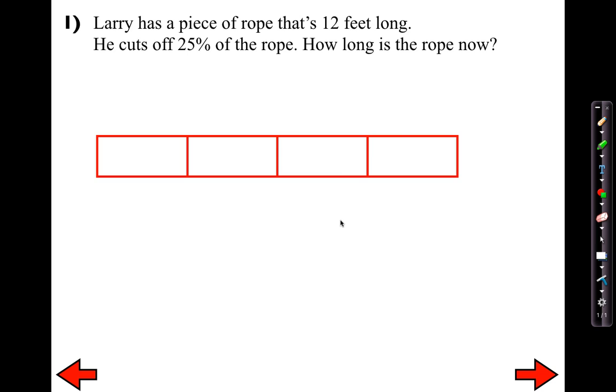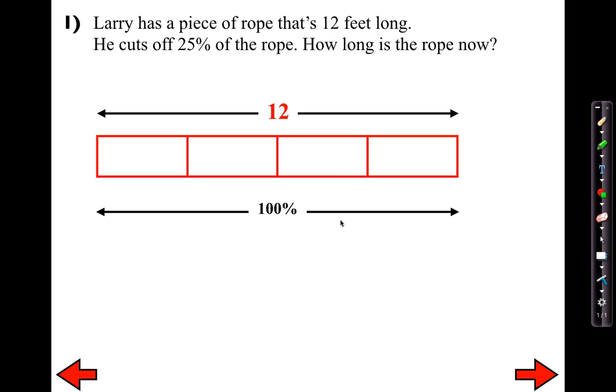Since he is going to cut 25% of the rope, let's look at what 25% of the entire thing would be. Well, if the entire rope is 12 feet, 100% of it would be 12 feet. I only want to cut off 25% of it. So 25% is basically 1/4. So notice this tape diagram is cut into 4 equal parts. Each is going to represent 3 to give us a total of 12. So 3, 6, 9, 12.